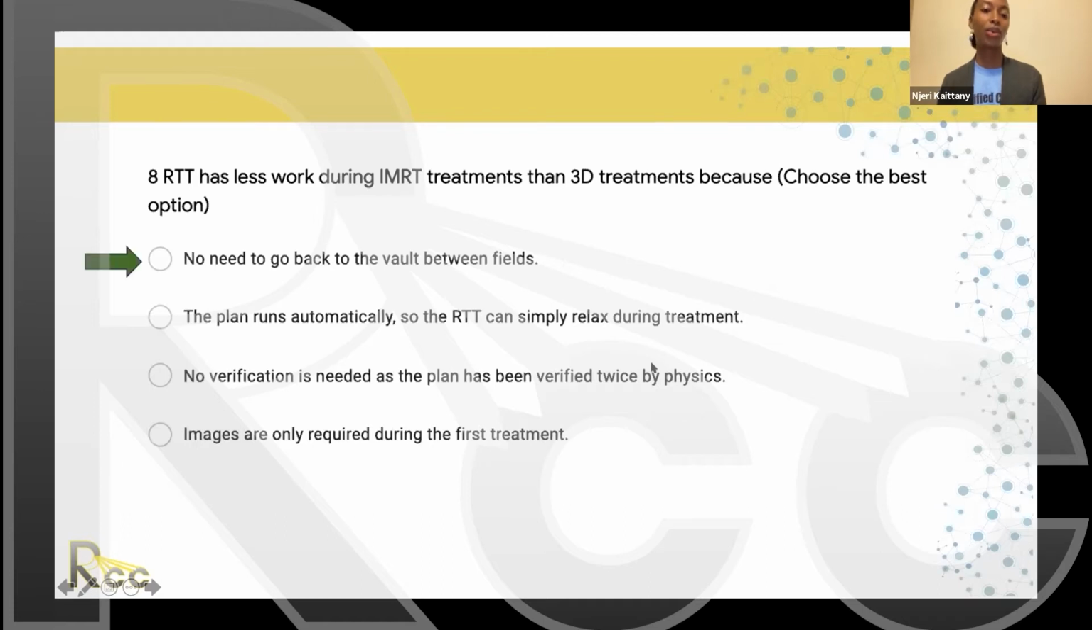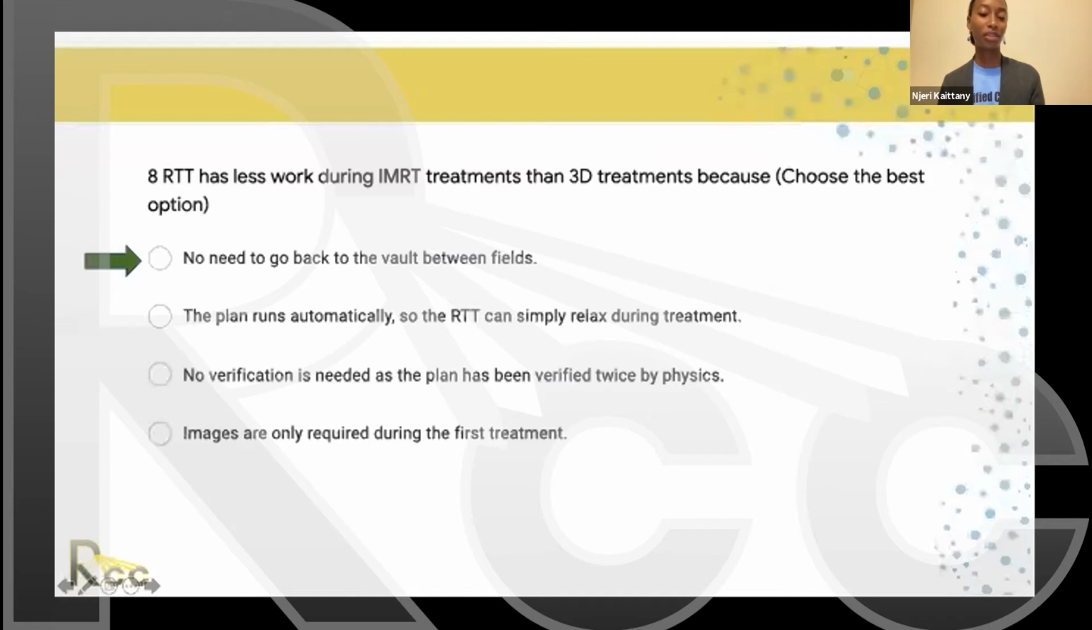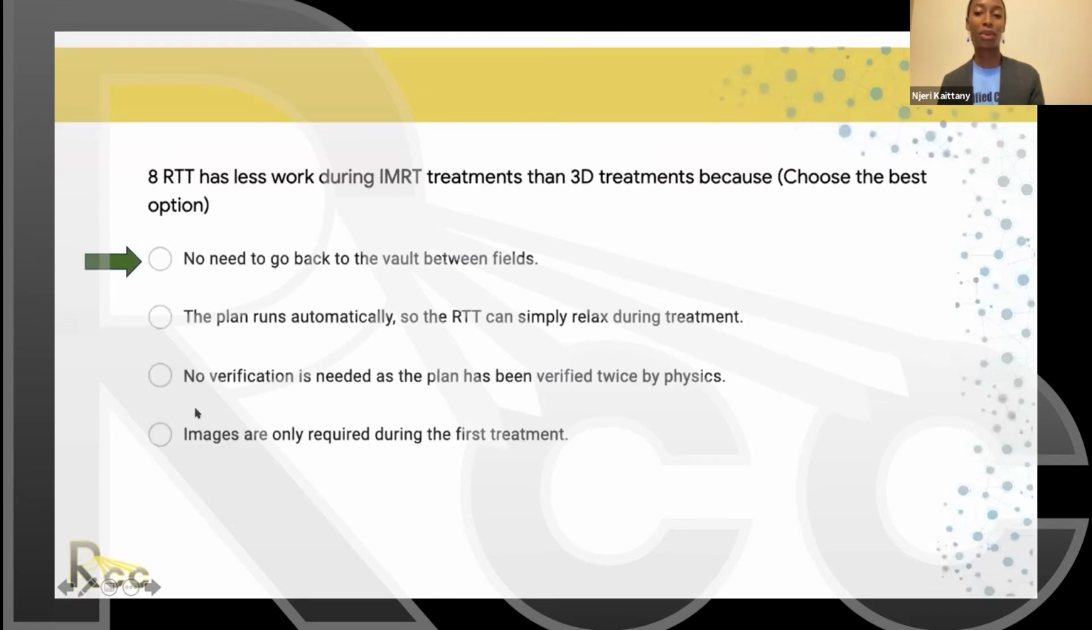And that is correct. No need to go back to the vault between fields. And again, even just thinking about that question, it's not really less work, so to speak. We always have to be vigilant. We always have to make sure that we are paying attention to what we are doing, making sure that we're looking at the patient throughout the treatment. So yes, no need to go back to the vault between the fields. So no time to relax.